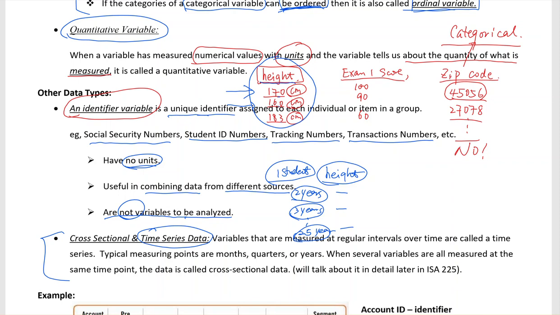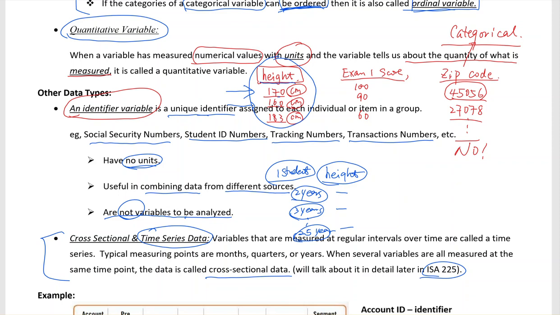If several variables are measured at the same time point, then it is called cross-sectional data. All right, so we will talk about this in the future in ISA 225. We will not talk about this kind of data in this course.